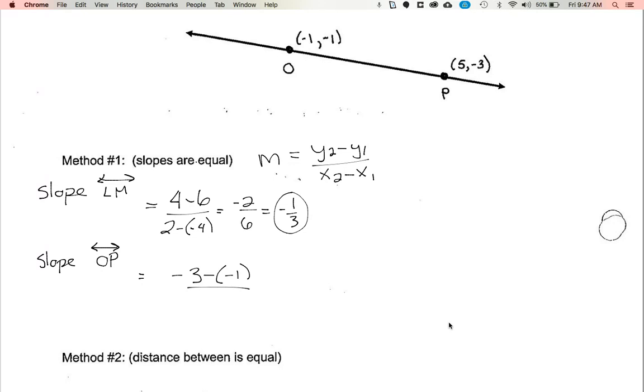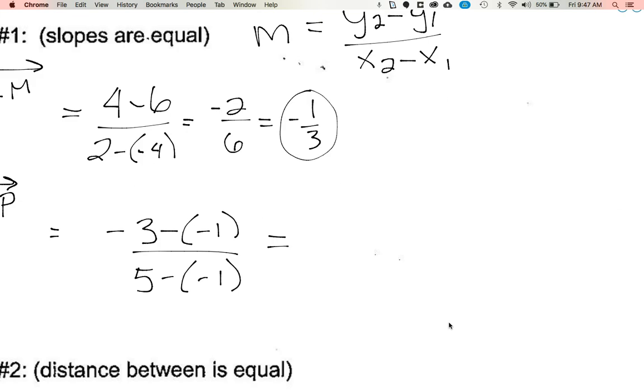And then I'm going to do 5 minus negative 1. The only thing you have to worry about with slope, you can do it either way as long as you go in the same direction for the x and y. I went from here to here, so it establishes my direction. Therefore, I have to do 5 minus negative 1. So whatever you just establish as your y2, you have to use x2 from the same point. That's the only thing you have to watch out for.